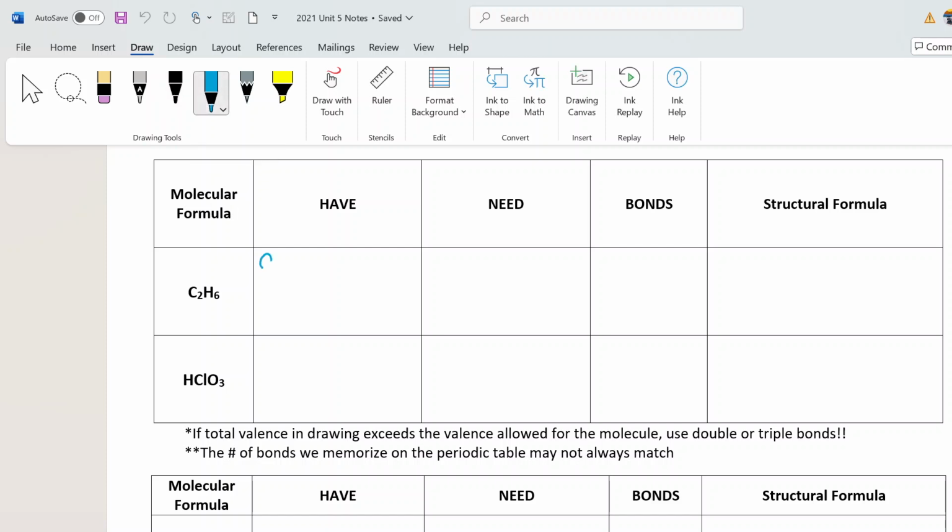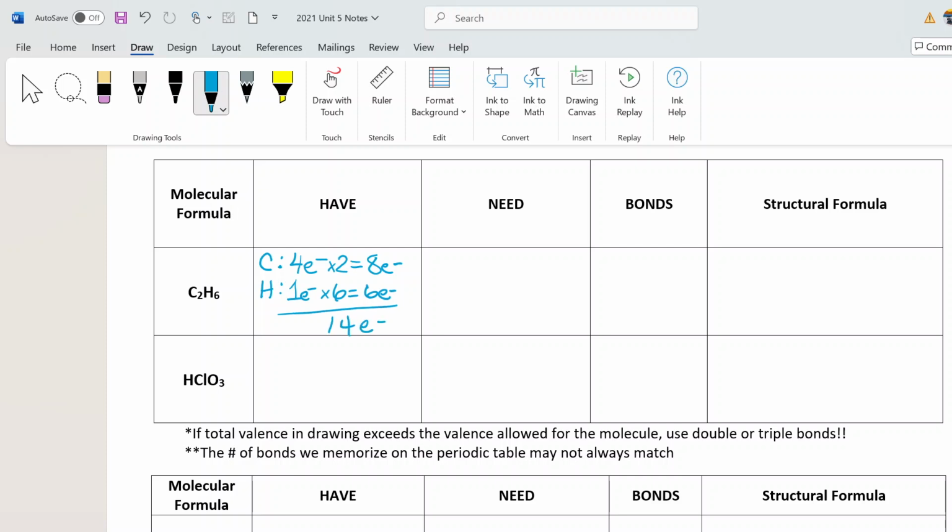Carbon is in group 4, so it has 4 valence electrons, but I have 2 atoms of it, so that is 8 electrons. Hydrogen has 1 valence electron. I have 6 atoms of it, so that is 6 electrons, for a total of 14 electrons.